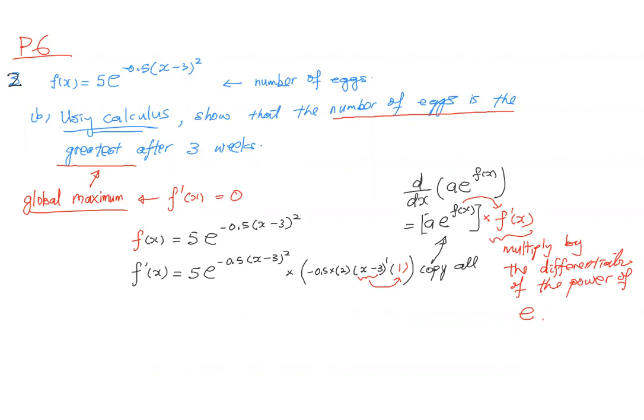Then take out your calculator and multiply all this. I take in green. So you get negative 2.5, no, negative 5, then x minus 3, then e to the power of negative 0.5 x minus 3 squared.